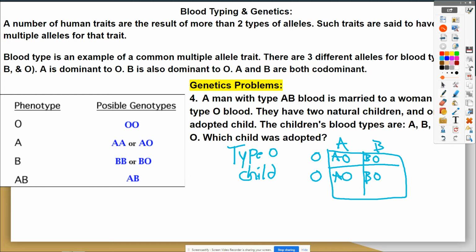Y'all agree? Because these parents could only produce what types of blood? Type A and B.